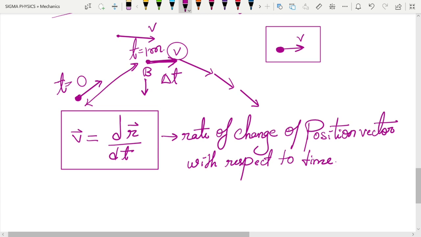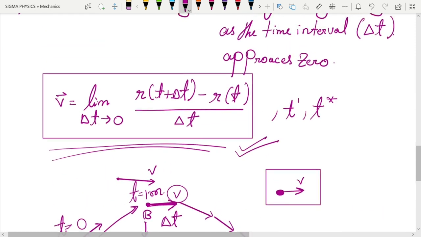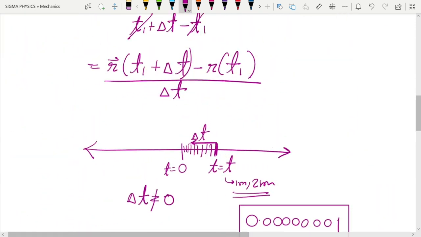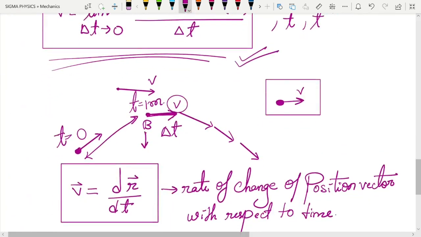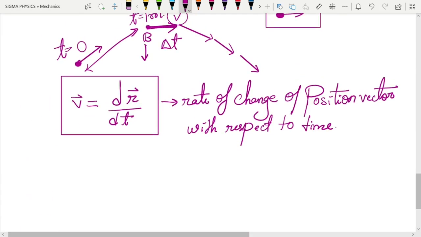And that change of position, as we have just seen in our definition of average velocity, this velocity just represents the change in position with time, right? And hence, how the position of a body changes with time is given by the velocity of that body, and more specifically, the instantaneous velocity.